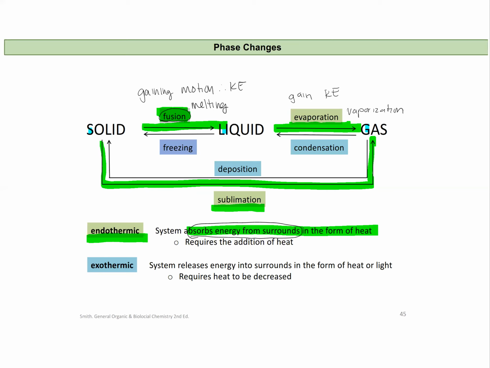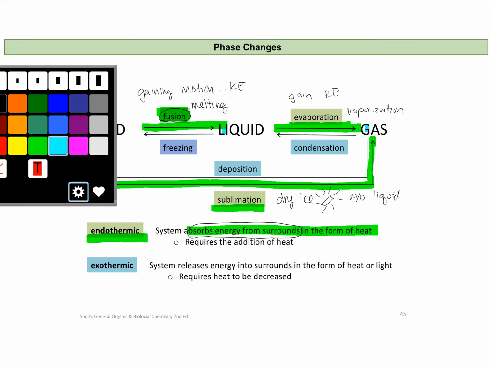A great example of a solid subliming to a gas is dry ice. You'll have solid dry ice that just slowly disappears without ever forming a liquid. And that is called sublimation.